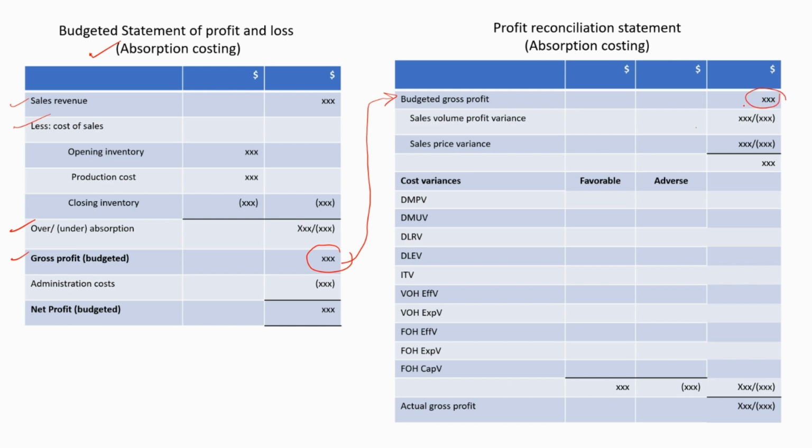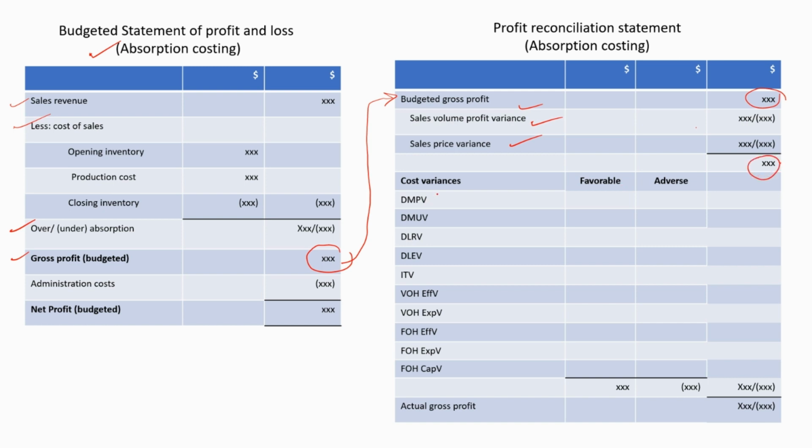Then we have to adjust this value for sales variances. There are two sales variances, the sales volume profit variance and the sales price variance. So we have to adjust the budgeted profit amount for the sales variances. If the variances are favorable, we add this value to the gross profit amount. If the variances are adverse, we deduct these values from the gross profit amount. So we can arrive at the adjusted gross profit amount.